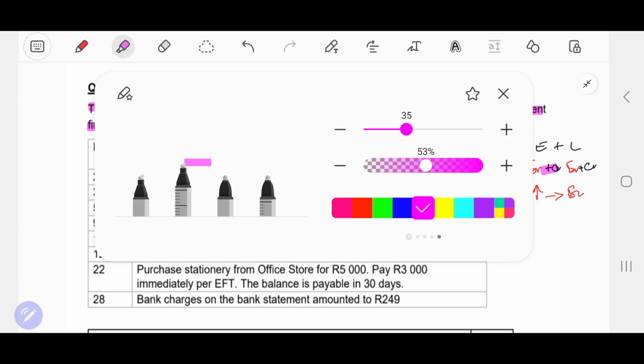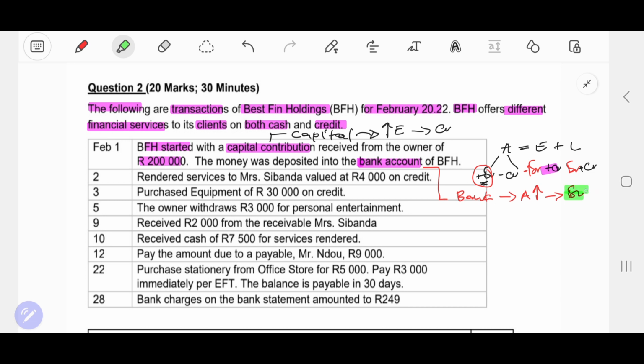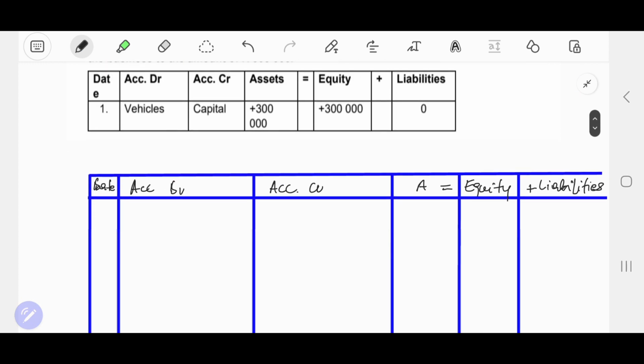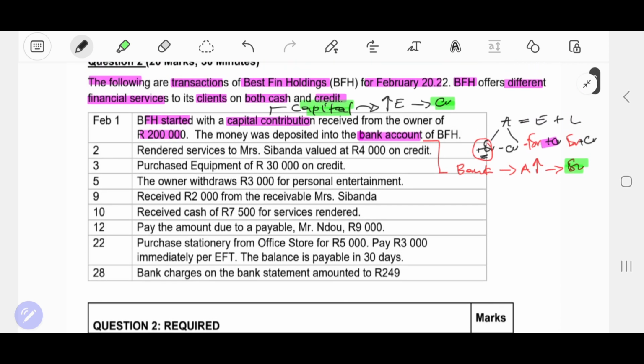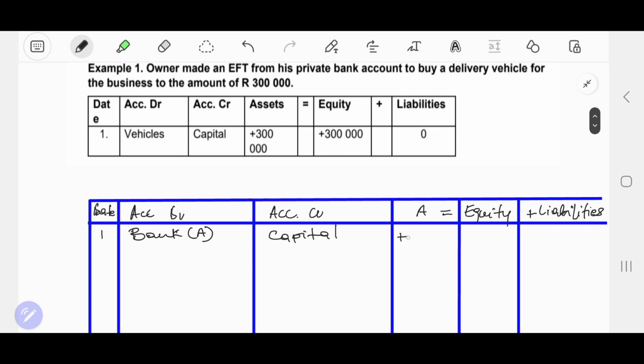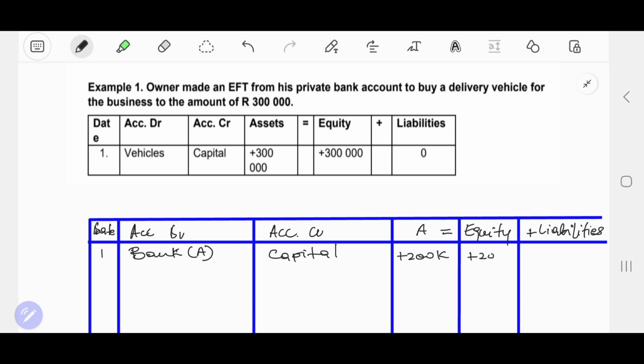So we are going to debit assets, which is the bank, and then we are going to credit capital. Let's go and record. Account debited is bank, our assets are going up. Bank is an asset. And then account credited is capital, which is 200,000. So you'll add 200,000 here, and then under equity as well, you will add 200,000. Then liabilities are not affected.